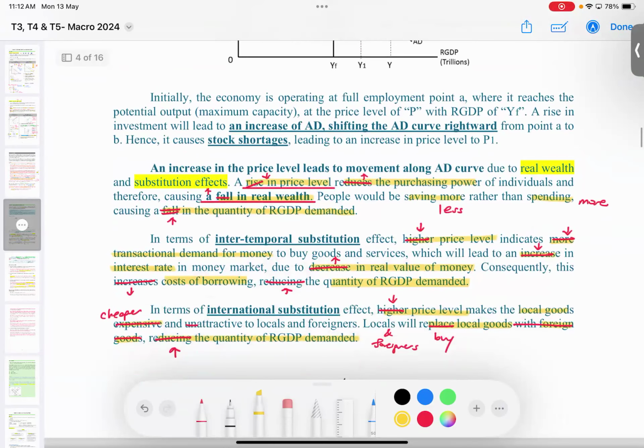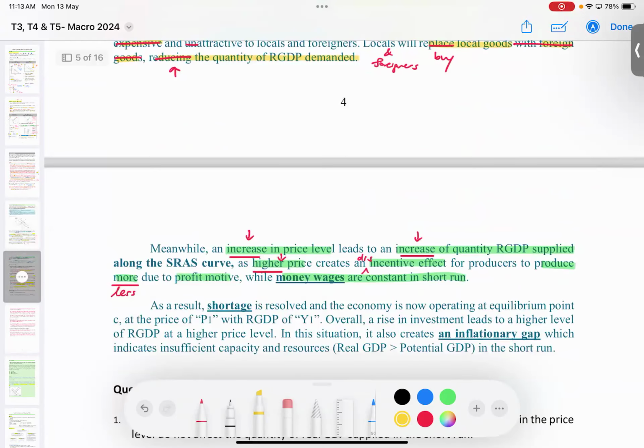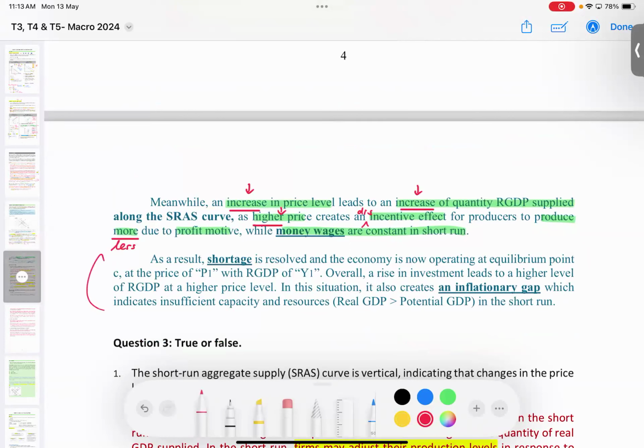You see how I explain, in great detail. I start with the initial point. I explain the initial situation in the first paragraph, followed by the explanation of the real wealth effect, intertemporal effect, international effects, and also the profit incentive effect. And most importantly, when you write, you must have this last paragraph to say what the final outcomes are: the final price level, final real GDP, and whether there is an inflationary gap or recessionary gap. So the final outcome is important when you analyze.